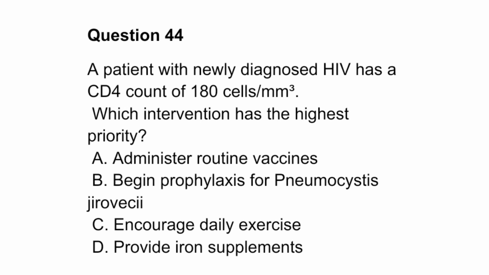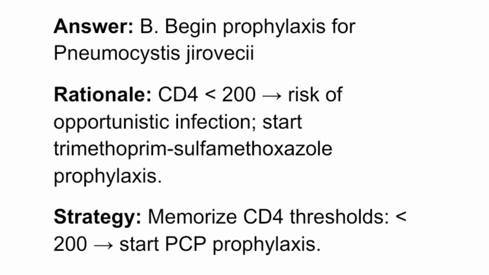Question 44. A patient with newly diagnosed HIV has a CD4 count of 180 cells/mm³. Which intervention has the highest priority? A. Administer routine vaccines. B. Begin prophylaxis for Pneumocystis jirovecii. C. Encourage daily exercise. D. Provide iron supplements. Answer: B. Begin prophylaxis for Pneumocystis jirovecii.